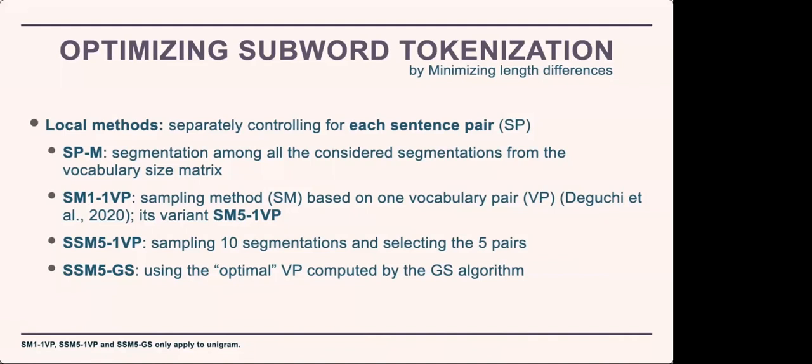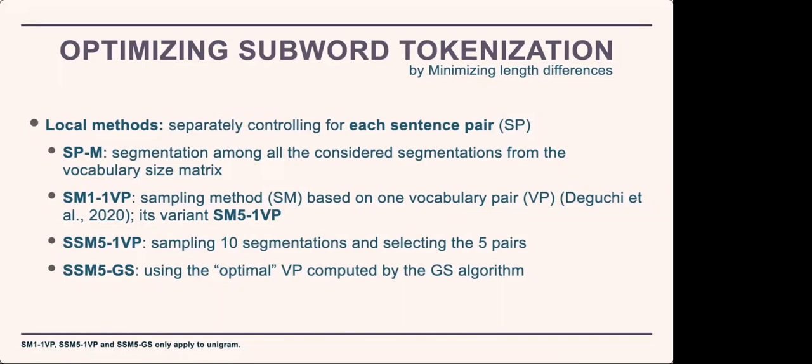For SSM5-1VP, this similar method extends the previous idea with more candidates without considering their likelihood probability. We sample segmentations using the unigram algorithm for each language, then select the 5 pairs of segmentations that have the smallest length difference and use them in the training data for the word alignment.